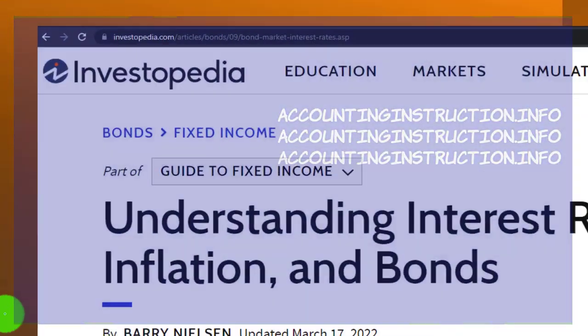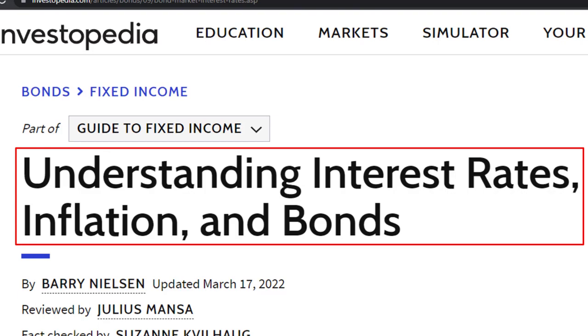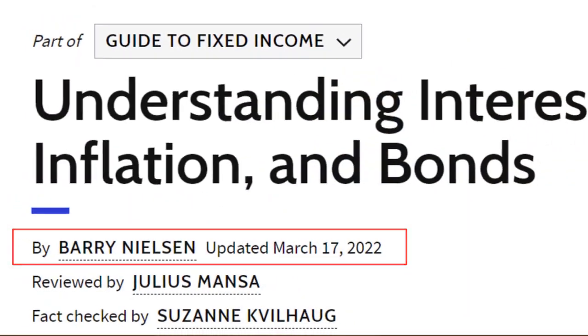Most of this information comes from Investopedia, Understanding Interest Rates, Inflation, and Bonds, which you can find online. Take a look at the references and resources, and continue your research from there. This is by Barry Nelson, updated March 17th, 2022.